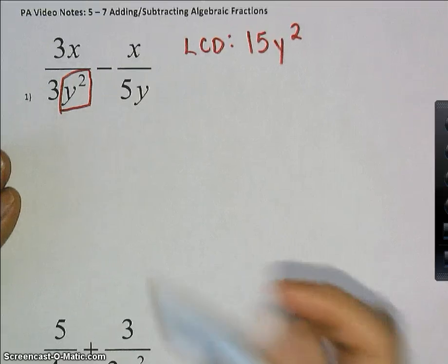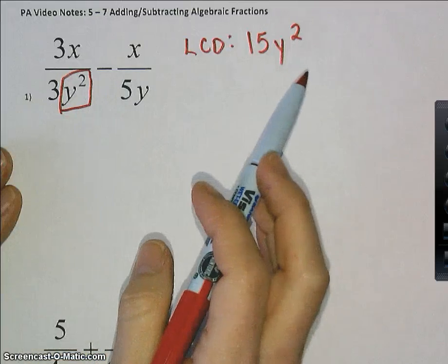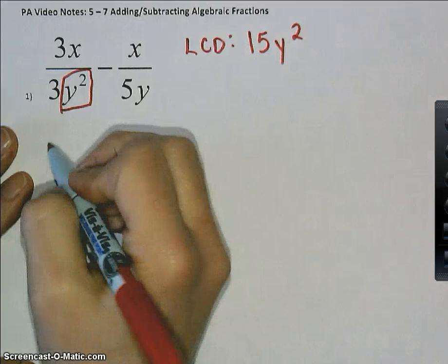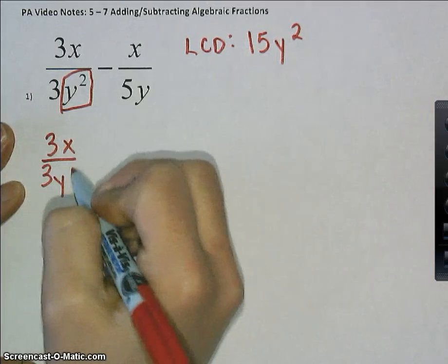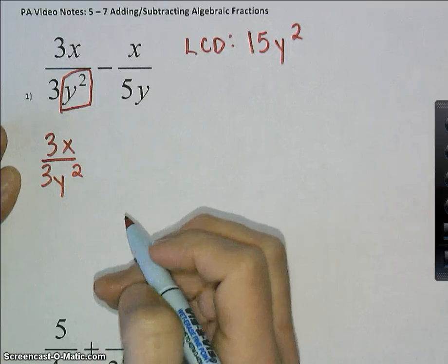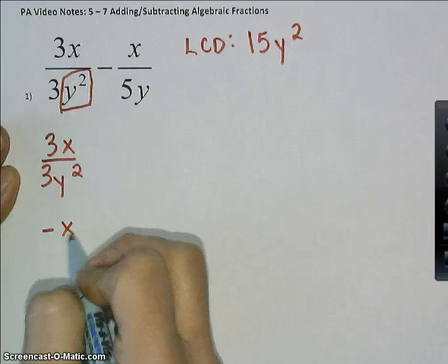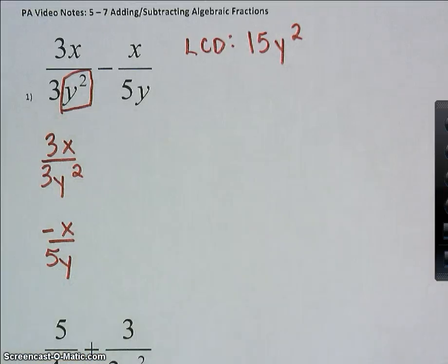So now you have to ask yourself, what times 3y squared gives me 15y squared? And what times 5y gives me 15y squared? Well, let's set this up so you can follow along exactly what we're doing. And since this is a subtraction, I'm going to attach this with a negative x, just so we can keep track of that subtraction sign.